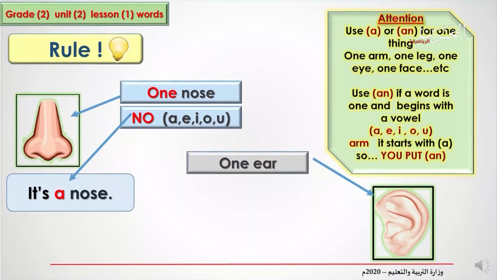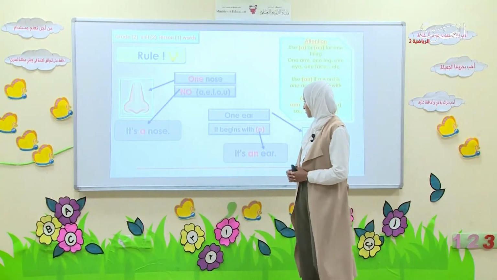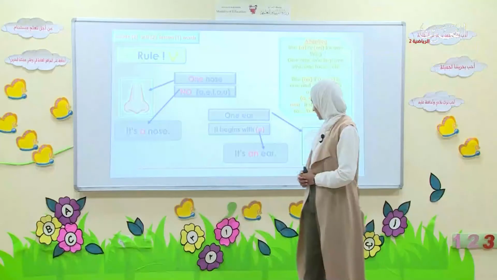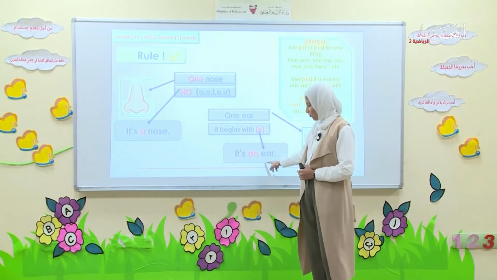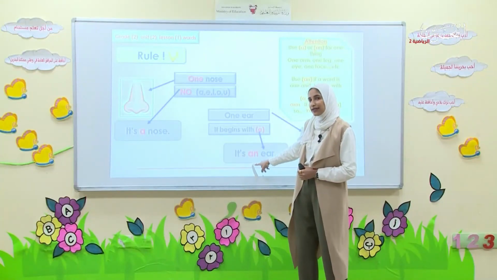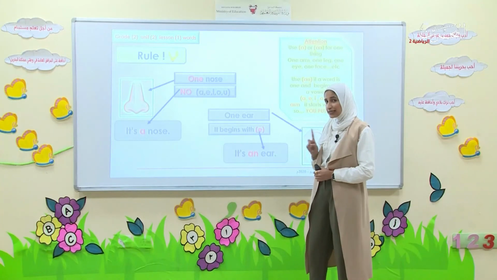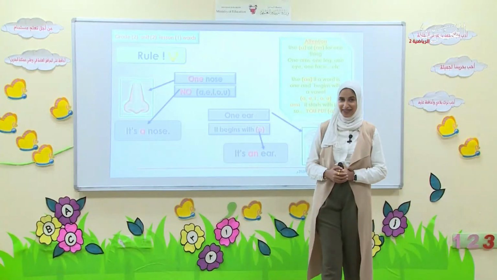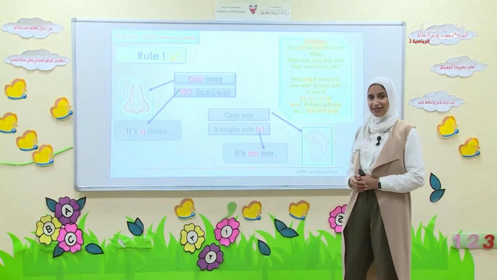Let's look at another example. We have one ear. So in this sentence, we said, it's an ear. Why do you think? Look at the word ear. What is the first letter? Is it a vowel? Yes. That's why we said it's an ear. Not it's a ear, it's an ear. Very good. I hope that you got it.